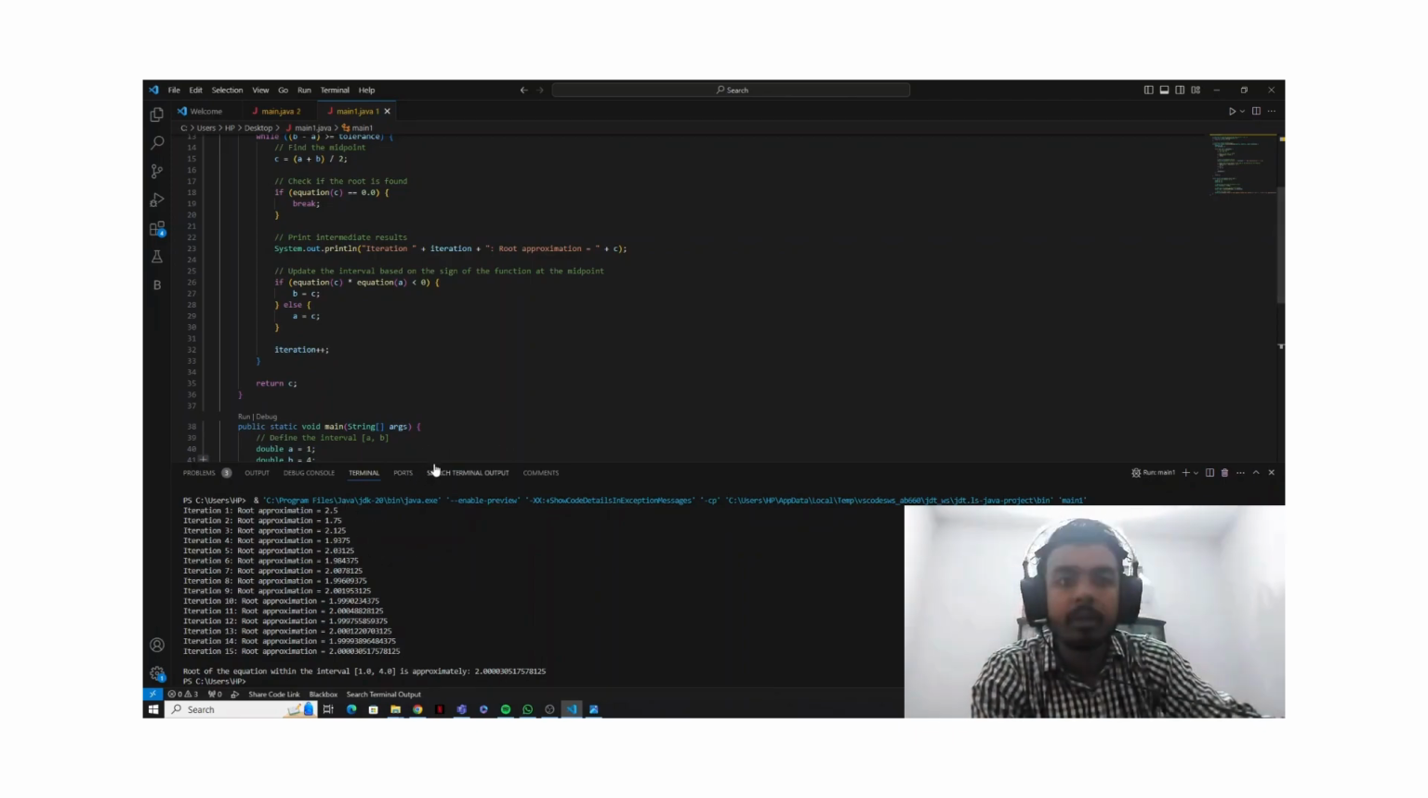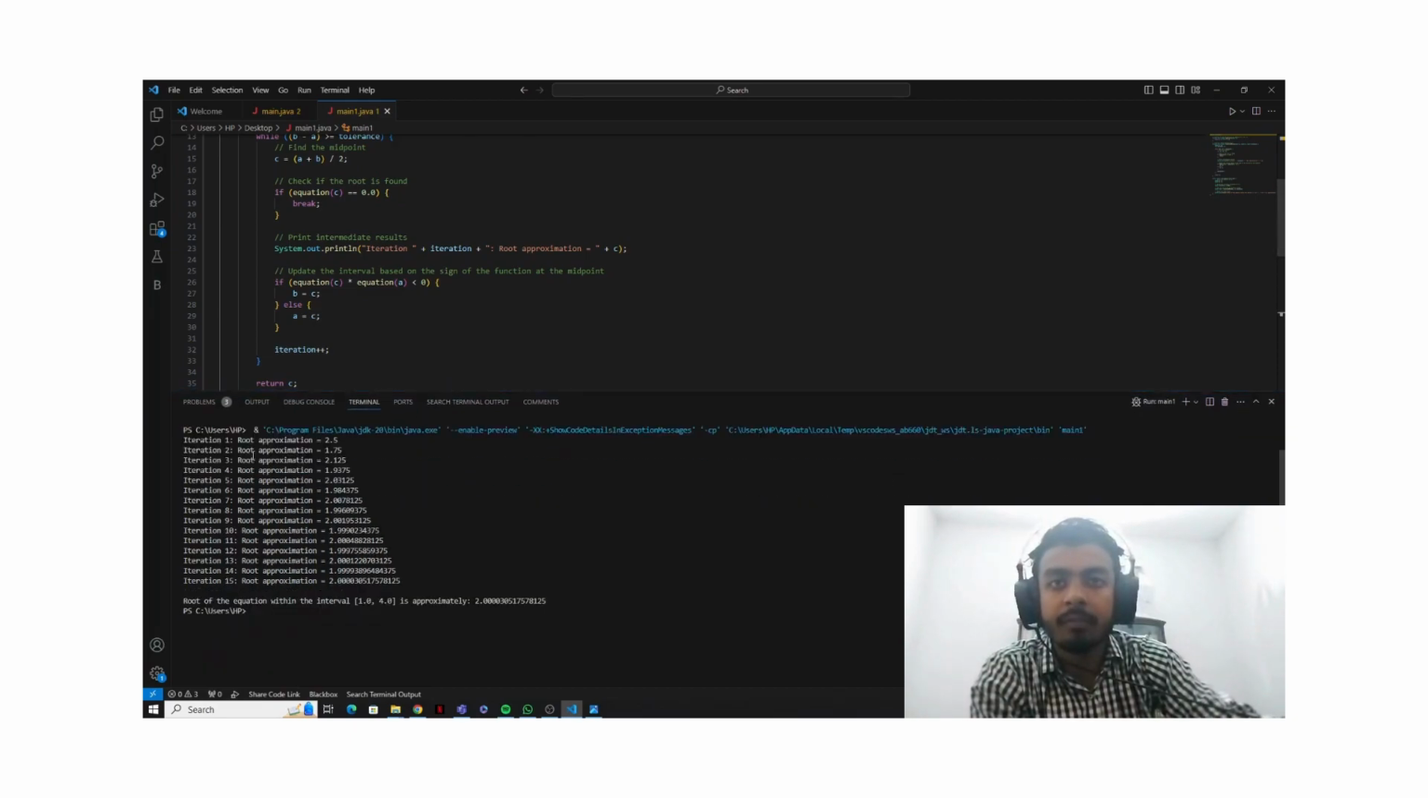As you can see, the first root iteration is 2.5. Then we get more iterations: 1.75, then again 2.125, and we carry on. In the end we got our final answer in the 15th iteration, that is 2.000, within 0.001 error, and this is the approximate final root, which is 2.